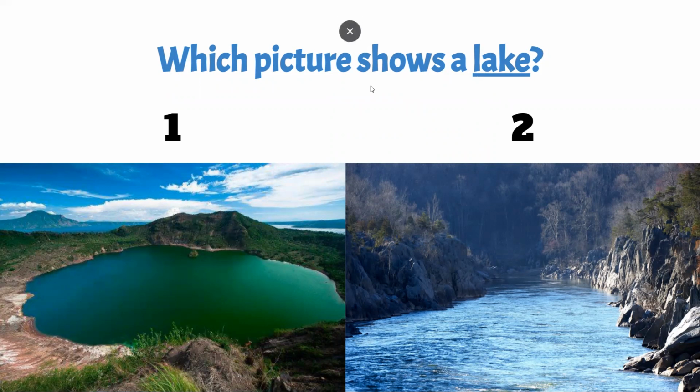So which one do you think is a lake? Which one is the lake? This one, number 1, okay? This is a lake, and this is a river because it is a large body of water.